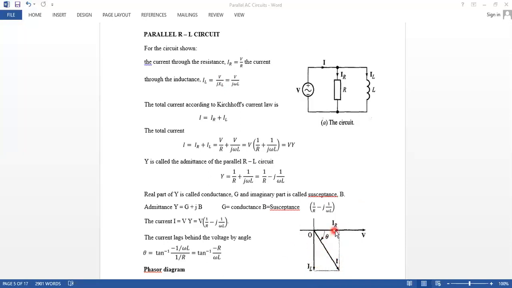So the angle between V and I, say if we take it as theta, is given as tan inverse of the imaginary component, minus 1 by omega L, divided by the real component, that is 1 by R. So we get theta equal to tan inverse of minus R by omega L.